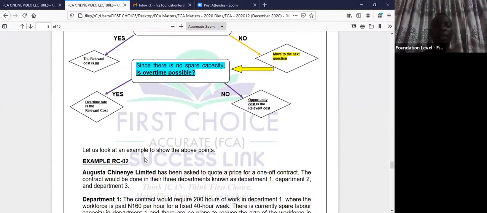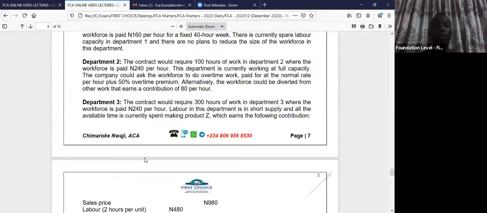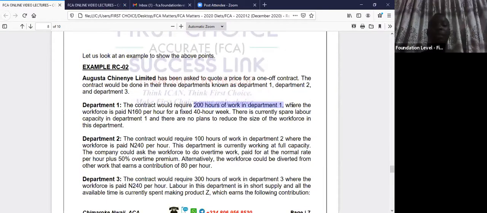The first question is, is the labor available, and is it permanent? Is the labor available in permanent employment? Let's look whether they are available in permanent employment. They said 200 hours of work in Department 1, where the workforce is paid 116 naira per hour for a fixed 40-hour week. Now, what does it tell you when you see something like this?